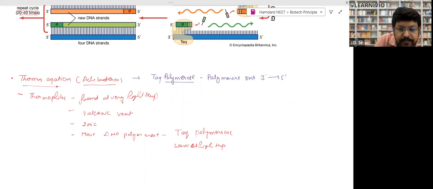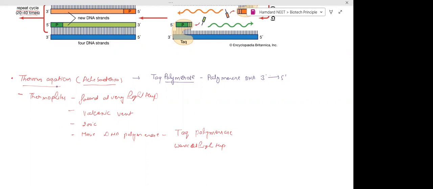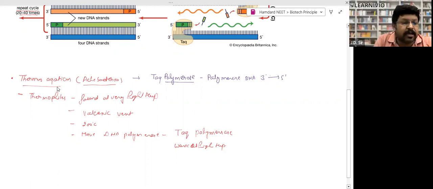Yes, Heather, tell me. Sir, they are the bacteria that were found like the first type of bacteria, the first type of organism. Right, right. Actually, they are the most ancient bacteria, the oldest. They are the oldest cell of the world, the oldest organism of the world. And they are basically found in inhospitable conditions where other organisms are not found, right?